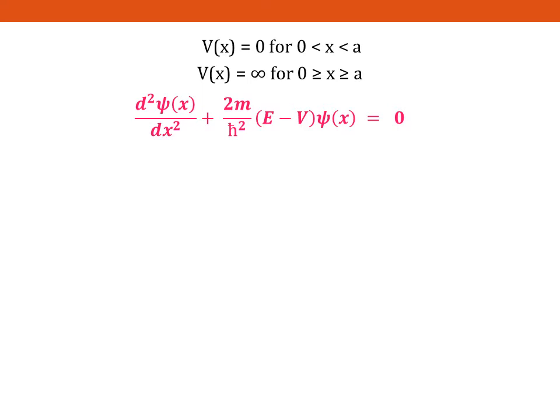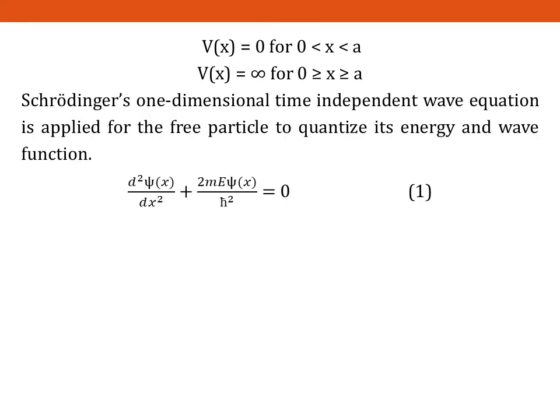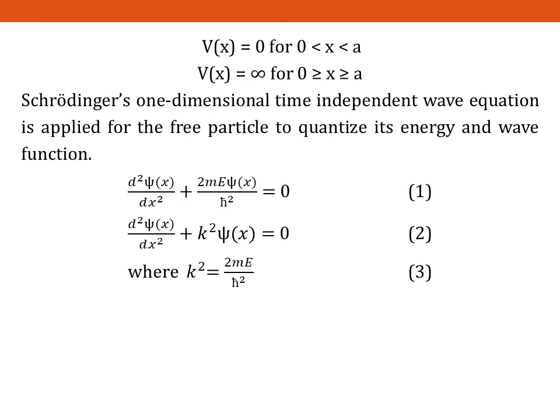And for a free particle, the Schrodinger's wave equation can be written as d²ψ/dx² + (2mE/ħ²)ψ = 0. This we call as equation 1. We now replace 2mE/ħ² with k², and the Schrodinger's one-dimensional time-independent wave equation for a free particle becomes d²ψ/dx² + k²ψ = 0. This we call as equation 2, where we've made the appropriate substitution for k².